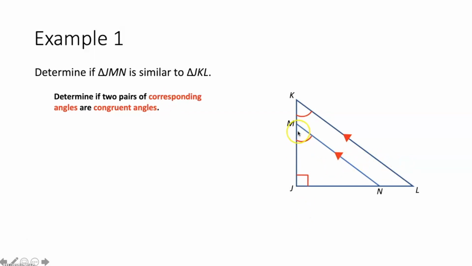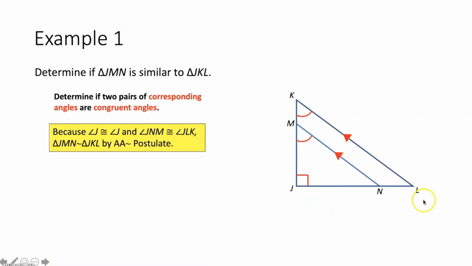So we could stop right here and say that triangle JMN must be similar to triangle JKL by the angle-angle similarity postulate because angle J is congruent to angle J and angle JMN is congruent to angle JKL.